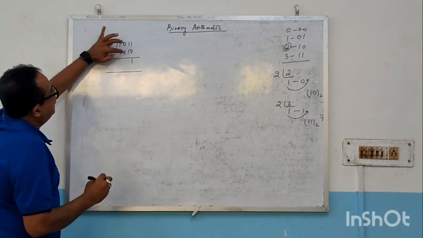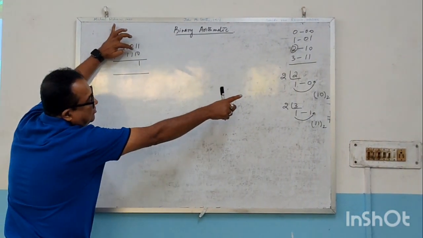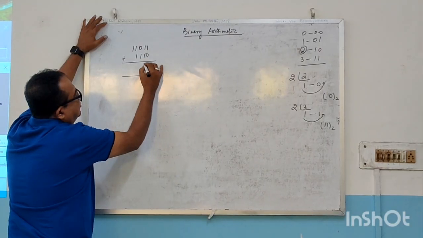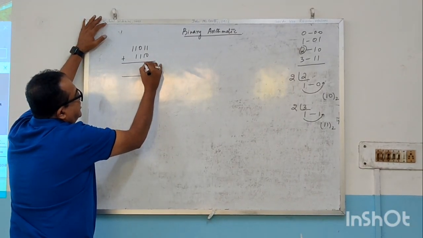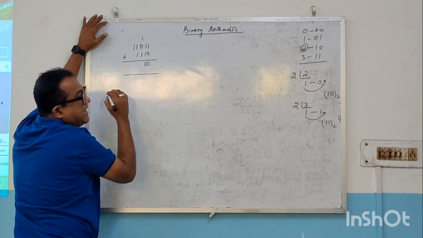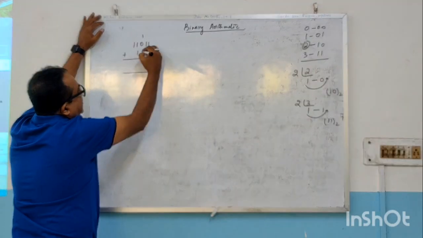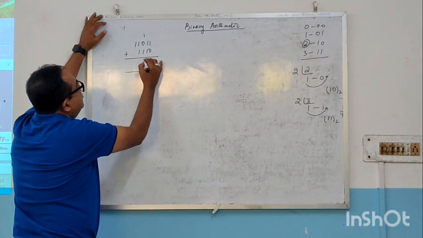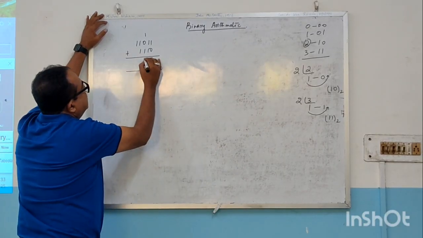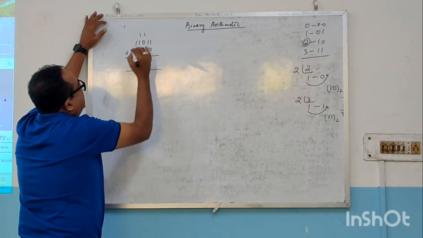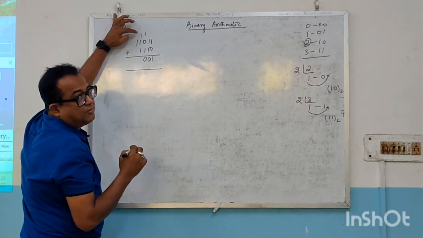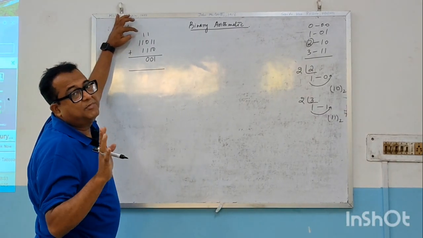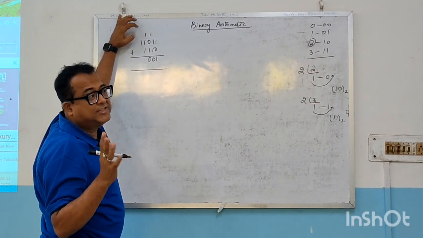Now, 1 plus 1 is what? According to that, 1 0. So you need to write 0 here, and 1 has to go as carry. So 1 plus 1, 1 0 1. If you add, it will be again 2. 2 means 1 0. That is 0 here, and then carry 1. 1 plus 1 plus 1. Now simple addition, decimal addition. 1 plus 1 plus 1 is 3.